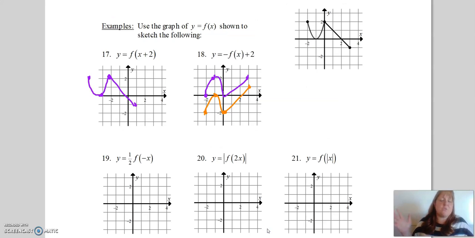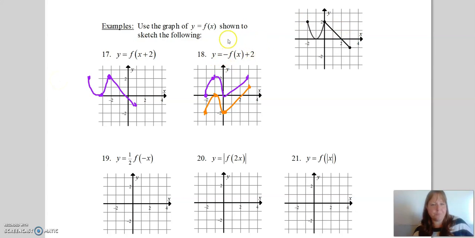So here we have just a random function. We use this one because it's really easy to see asymmetry and everything like that. I sketched the first ones just for sake of time. The first one, we added 2 inside the function, right? X is a liar, so instead of adding 2 to our x's, we subtract 2 from all of our x's. So this point moves to the left 2, 1, 2, and becomes right there. We move all of our points to the left 2, and then we're done.